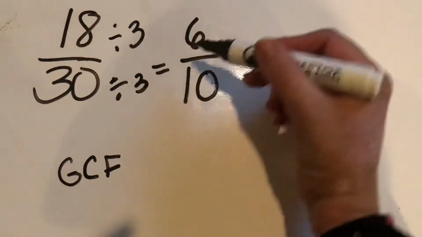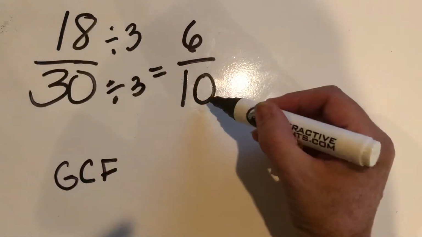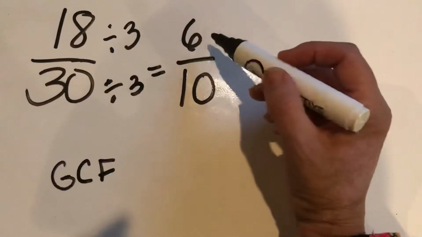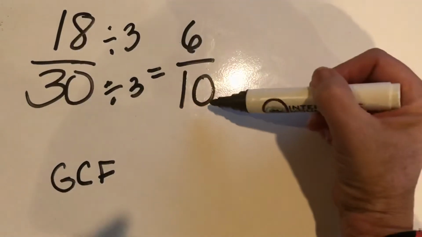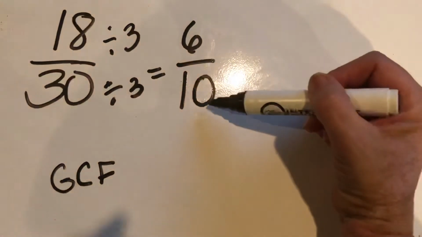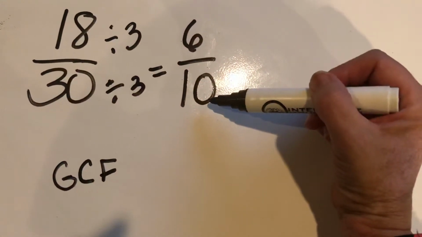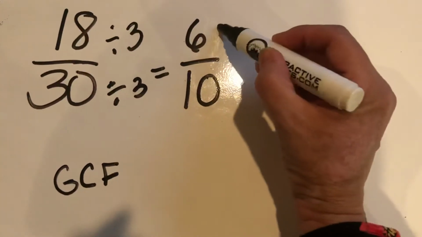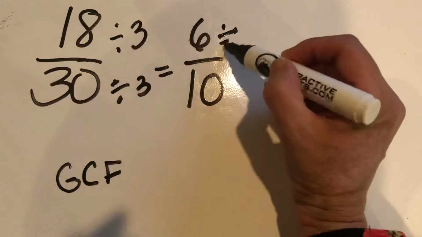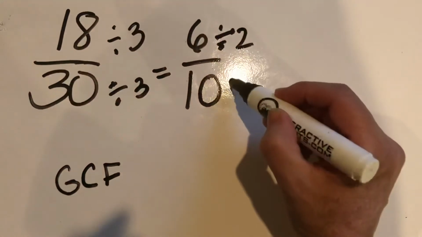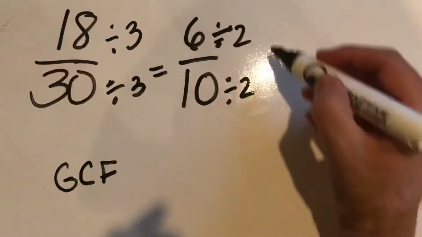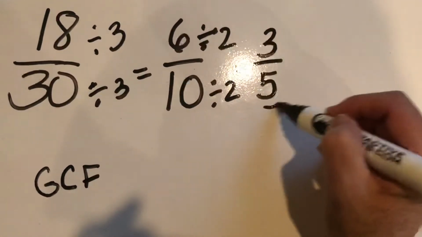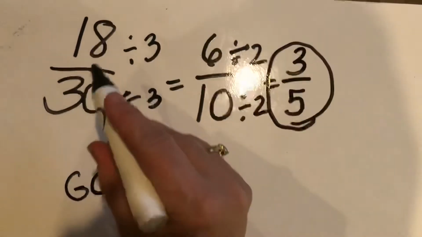And that factor, so I think what can go into 6 that can also go into 10, is going to be 2. And I'll give you a hint. Whenever the number ends in an even number, it's always 2 as a factor. So it might not be the largest factor, but it definitely is a factor. So I'm going to go ahead and divide by 2 and divide by 2. And I'm going to get 3 fifths. And that is the simplest form for 18/30ths.